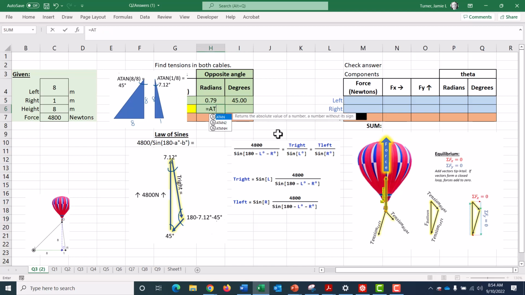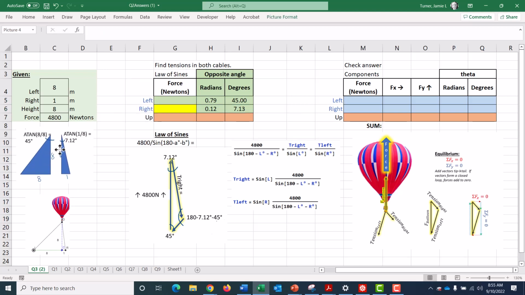I'll do the same kind of thing on the right-hand side. So there's arctan, and the opposite side, that's how far it gets pulled to the right, and then the adjacent side is the height. Once you have an equation in there, I can just grab the lower corner and pull it down, and that will update H5 to H6. So that's kind of a nice thing for Excel.